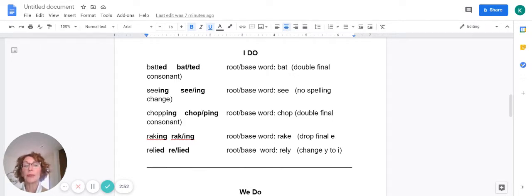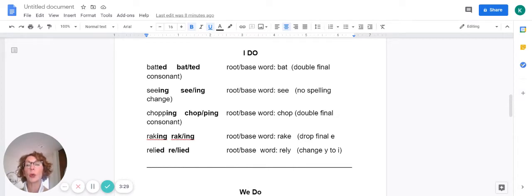Next word, seeing. The root word is see. There's no spelling change. We simply added the inflectional ending ing, 2 syllables, seeing. No change in the spelling. Next word, chopping. The root or base word is chop. We applied the double the final consonant spelling rule and added the inflectional ending ing. Again, you notice that the syllable break is between the double consonants. Listen, chop, ping. 2 P's, chop, ping.